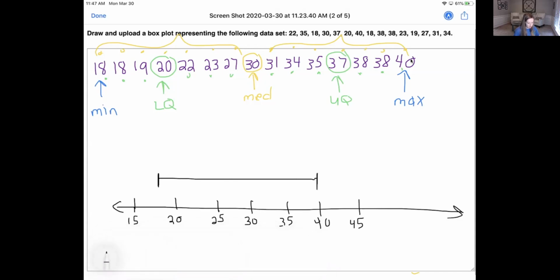And then you need a line where your median is, so we need a line at 30. You need a line at your lower quartile, so a line here at 20, and a line at 37, which is between 35 and 40. It's about right there. Your upper quartile and your lower quartile form a box, so you just draw a box like that. That is a box plot of the data.